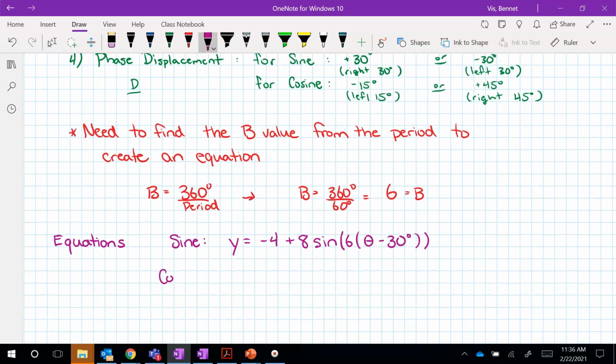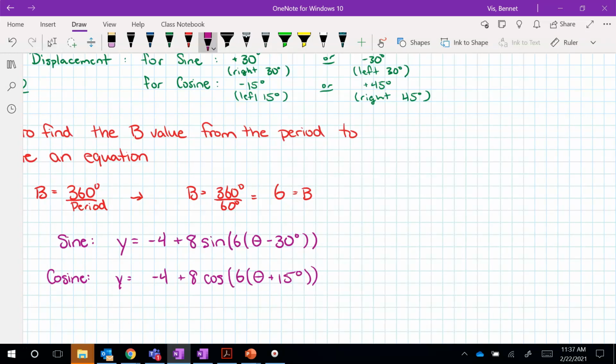For cosine, there's only one change that I need to make, right? The sinusoidal axis has not changed. The amplitude has not changed. The trig function has changed, like I'm changing from sine to cosine now. My period doesn't change, so that b value does not change at all. The only thing I need to worry about now is a different phase displacement. So the phase displacement for cosine we said was left 15. So it'd be minus -15, which we usually write as that double negative as a positive. And there's my equations.